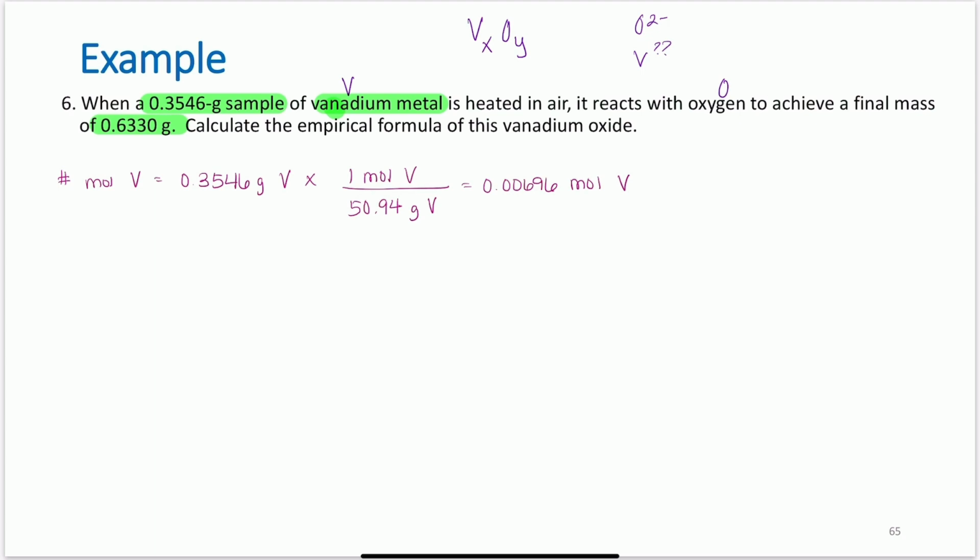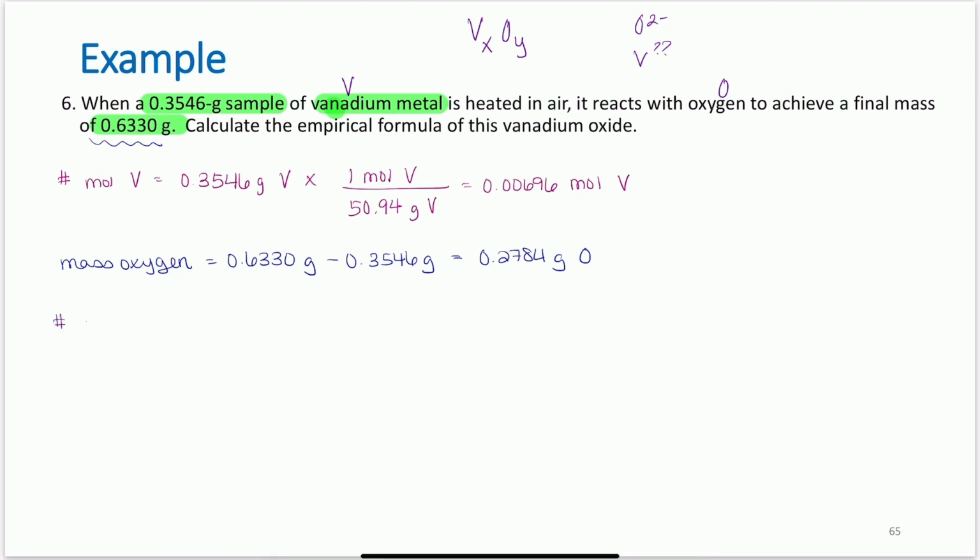I need to find the moles of oxygen so I can find the empirical formula. Well, I know that if I burn this vanadium in the presence of oxygen, its final mass is 0.6330 grams. I know by conservation of mass, matter cannot be created nor destroyed. Therefore, the difference in the mass here must be the mass of oxygen. So 0.6330 grams minus 0.3546 grams. Overall, I have 0.2784 grams of oxygen in my final compound that I've made.